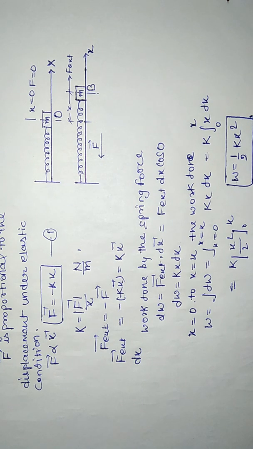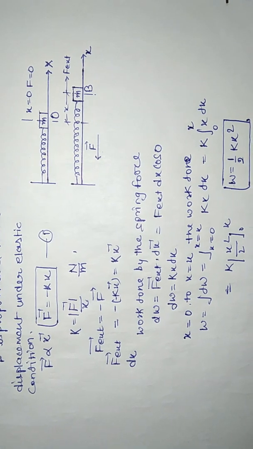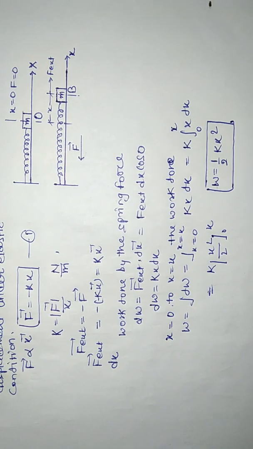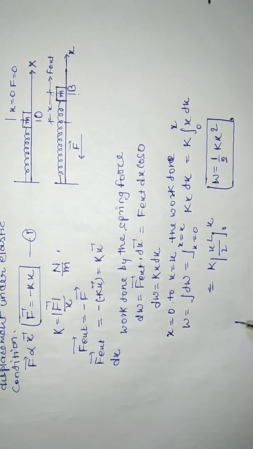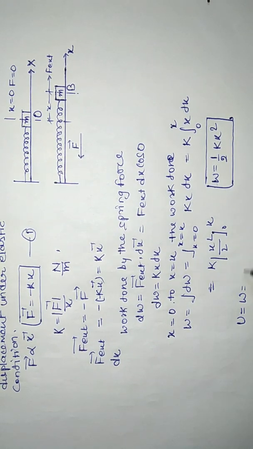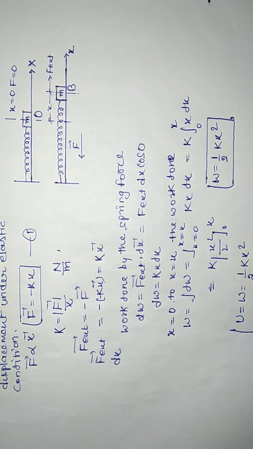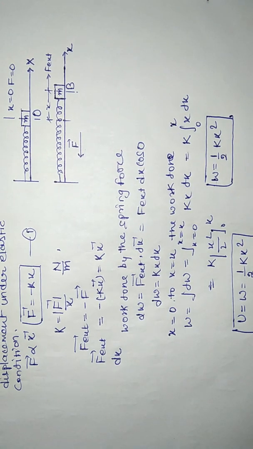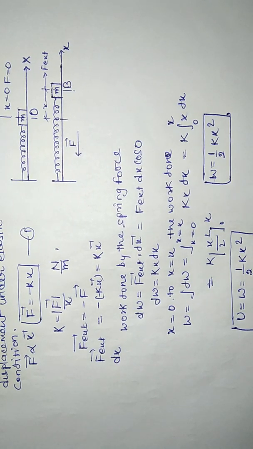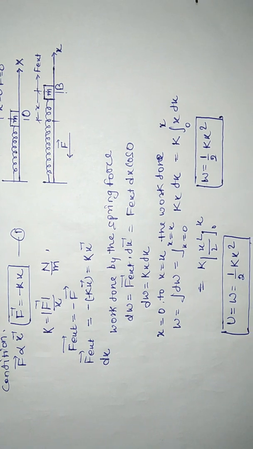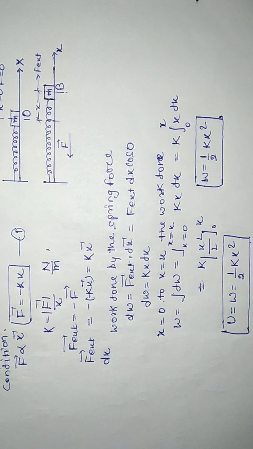And this work done will be stored in the spring in the form of potential energy. So the potential energy of the spring, U, is equal to the work done, or half kx square. So this is the formula for the potential energy of a spring when it is stretched or compressed.